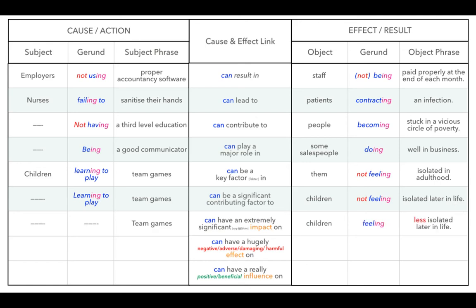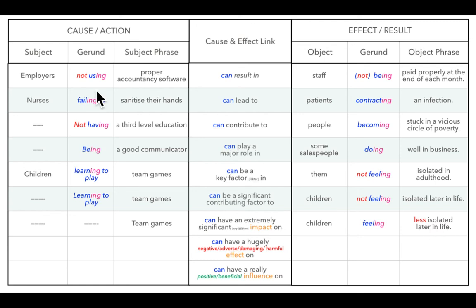Let's look at one more example, and here I cut out the subject and the gerund, and I said team games can have an extremely significant impact on children feeling less isolated later in life. So I didn't say not feeling, maybe they'd feel a little isolated but less so. Okay, so less isolated later in life.